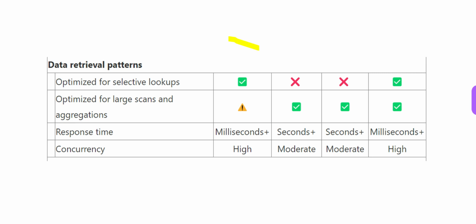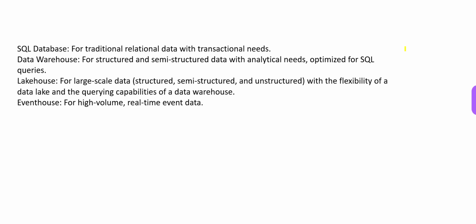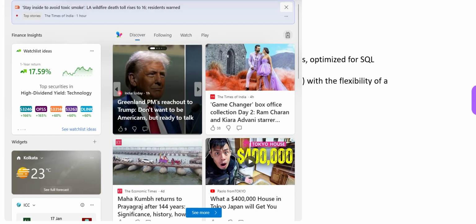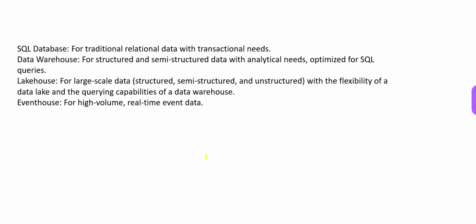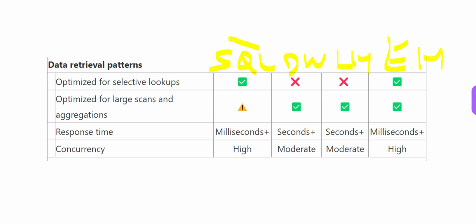Hi. So in the previous videos, we looked at Azure Fabric and compared it based on compute engine, transformation, etc. In this part, we will compare it based on data retrieval patterns. So what are we comparing? We are comparing SQL database, data warehouse, lakehouse, and event house. These are the four things we are trying to compare. So here you have the columns representing that.